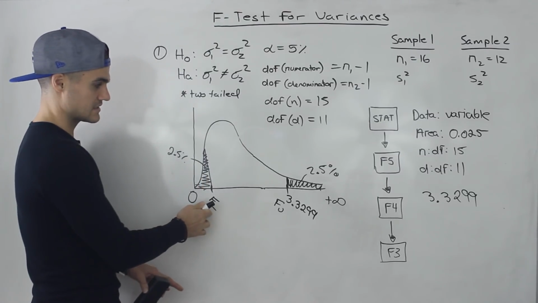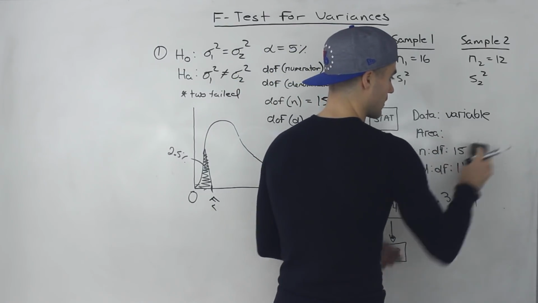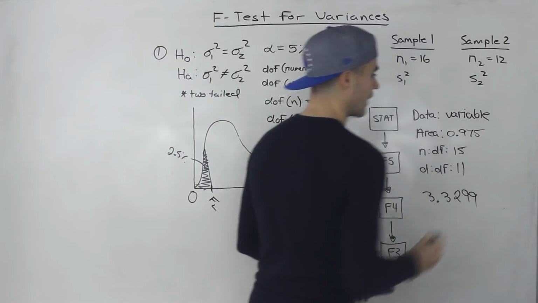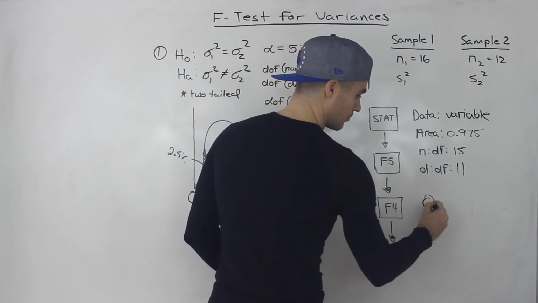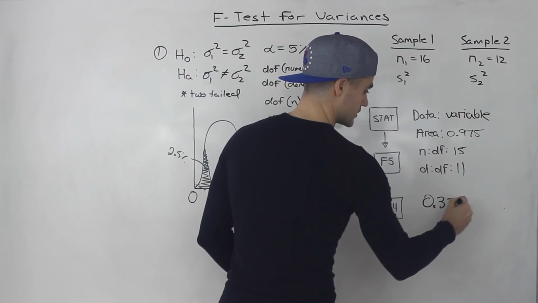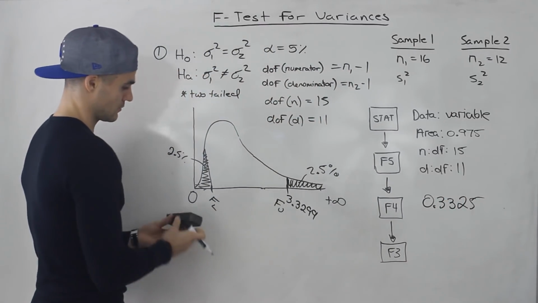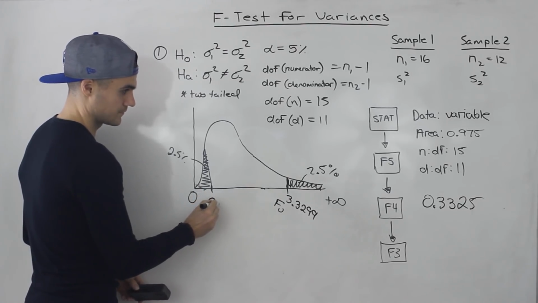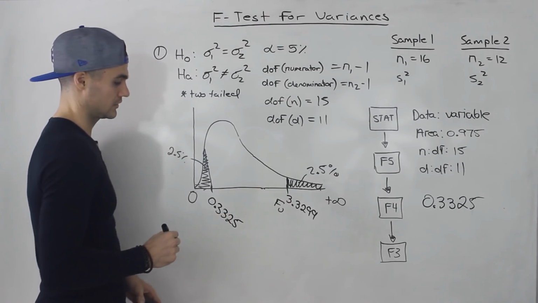So to find this, you could just plug in. The only thing you could change here is this area would be 0.975. And when you execute that, you'd end up getting 0.3325 if you round it to 4 decimal places. And so that would be that lower critical value. So you can easily get it with the calculator.